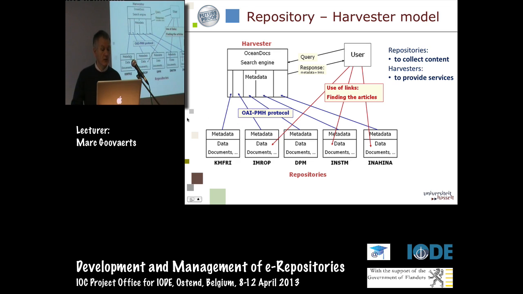A harvester which uses the OAI protocol, copies the metadata and brings this all together. And the user is querying this harvester. It can be OceanDocs. In the past it was Avano, for example, and get information, the metadata and the final links. And when the final links are found, then people can go to the original records which are in the repositories.